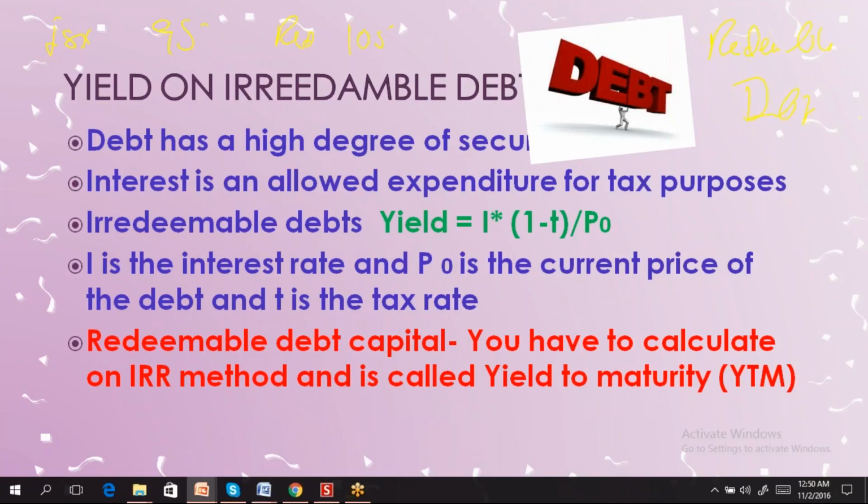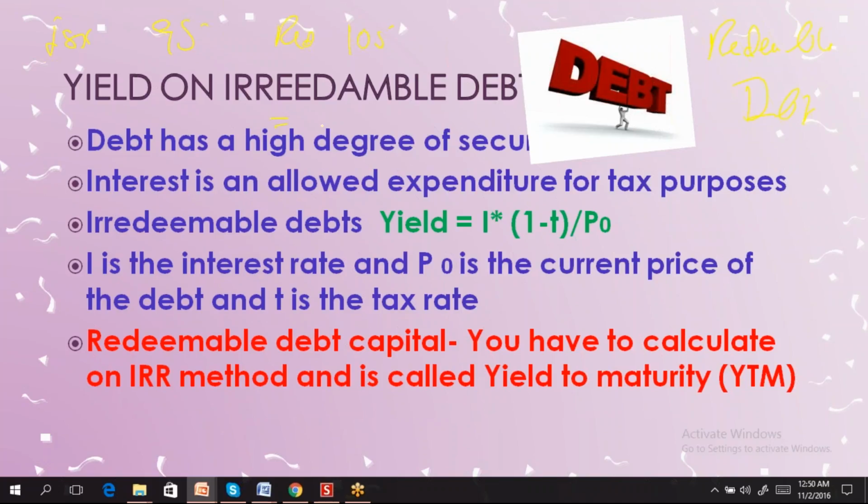Where the issue price and the redemption price are the same, like a bank loan, for example, if you borrow 100,000, you have to pay interest, but you will settle as capital only 100,000. You are not going to settle 105,000. You are not going to settle 99,000. There the issue price and the redemption price are the same. In that case, we call it irredeemable debt.